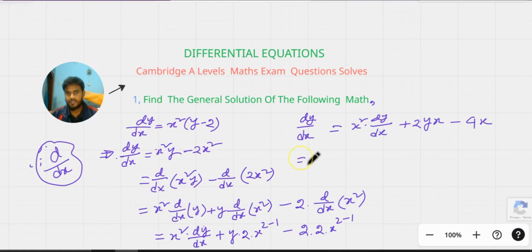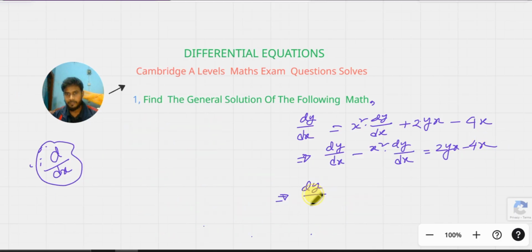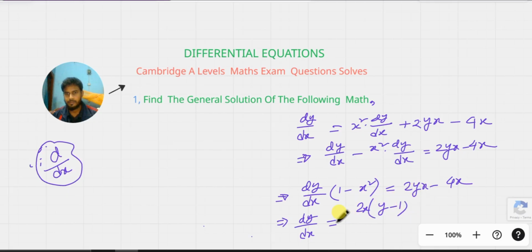If we rearrange, dy/dx minus x square dy/dx equal to 2yx minus 4x dy/dx, so I can get 1 minus x square equal to 2yx minus 4x, and again I can write dy/dx equal to, if we take 2x common, I can write 2x times y minus 1 divided by 1 minus x square. So this is the ultimate result of our last question.